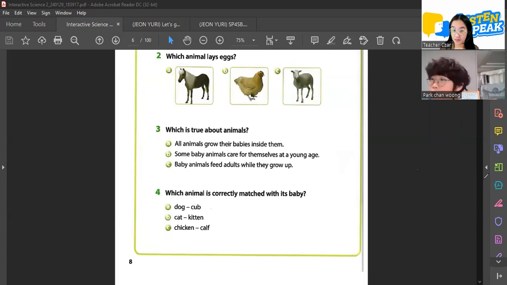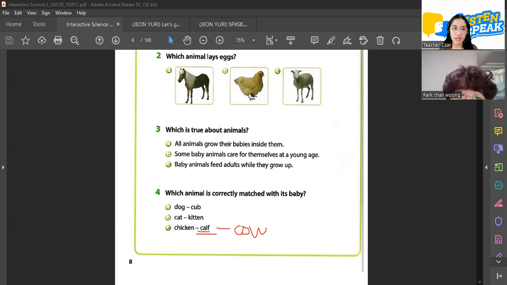Okay, now let's try number four. Which animal is correctly matched with its baby? Dog, cat and kitten, chicken, cow, bee. Okay, very good. So here you have the cat and kitten. So chicken and calf? Do you know what a calf is? Okay, a calf, Evan, is a baby cow, while cubs are the babies of carnivorous mammals like bear, lion, and also some fox.